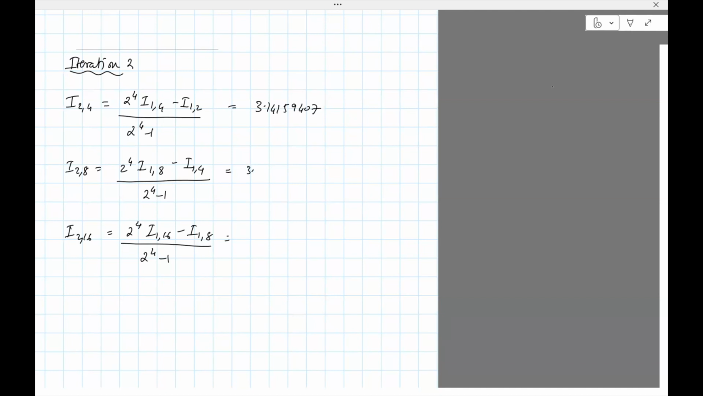3.14094, 3.14159266, 3.14159265. Okay, we can actually check it now.